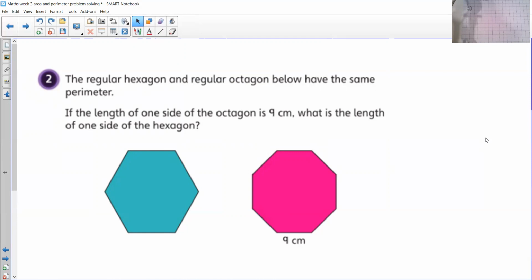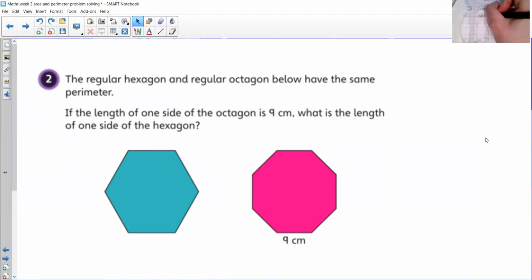Well, if they are regular, it means that all the sides are the same. Okay, so a regular hexagon has got all the sides the same. Hexagon tells me it's got 6 sides, and an octagon, oct tells me there are 8 sides, and they've got the same perimeter as each other, and that every length is the same. So if the length of one side of the octagon is 9 centimetres, what's the length of one side of the hexagon? Okay, so let's work this out then.